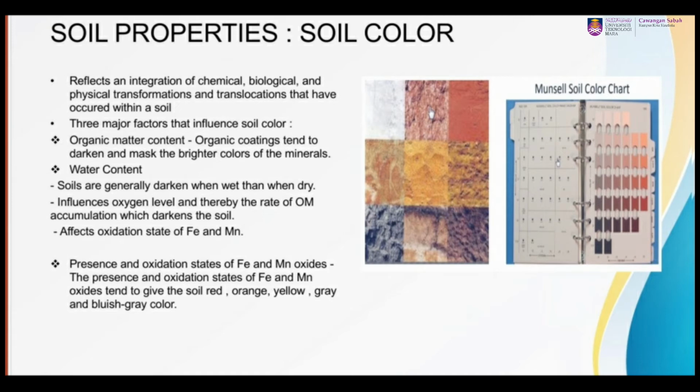Next, we are going to talk about soil color. Soil color reflects an integration of chemical, biological, and physical transformations and translocations that have occurred within a soil. There are three major factors that influence soil color. Number one is organic matter content. Organic coatings tend to darken and mask the brighter colors of the minerals.